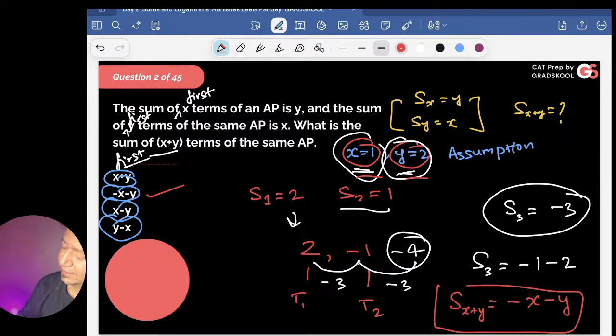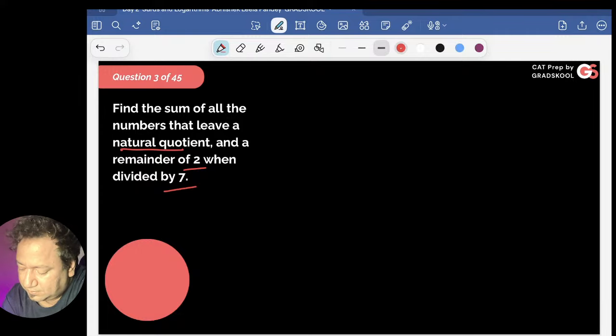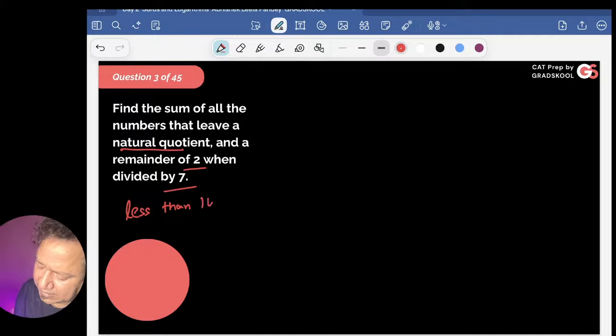चलिए, let's go ahead. Here we have the next question, which says find the sum of all the numbers that leave a natural quotient. This is important. And a remainder of 2 when divided by 7. ऐसे तो infinite हो जाएंगे. तो इसमें एक रेंज दे देता हूँ मैं, है ना? It is going to be infinite. All the numbers less than 100. That is the range.